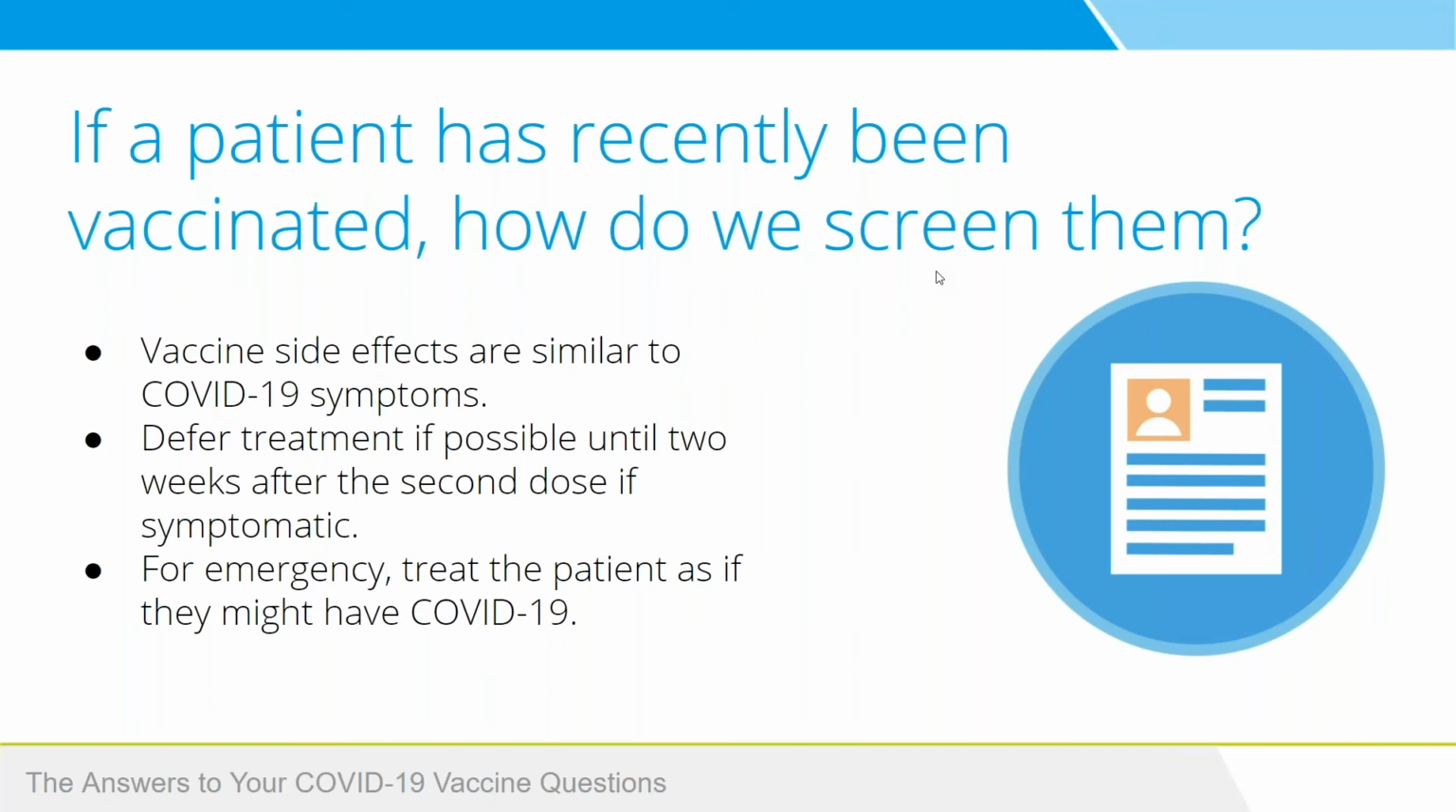If, however, it's an emergency and they really need to be seen, you need to treat the patient as if they might have COVID-19 and go ahead and implement any of those processes you have for treating a patient who may have COVID-19. Because even though they may have been vaccinated, until 2 weeks after the second dose, you can still get COVID-19 quite easily. And even after that, there's that small percentage you still can.